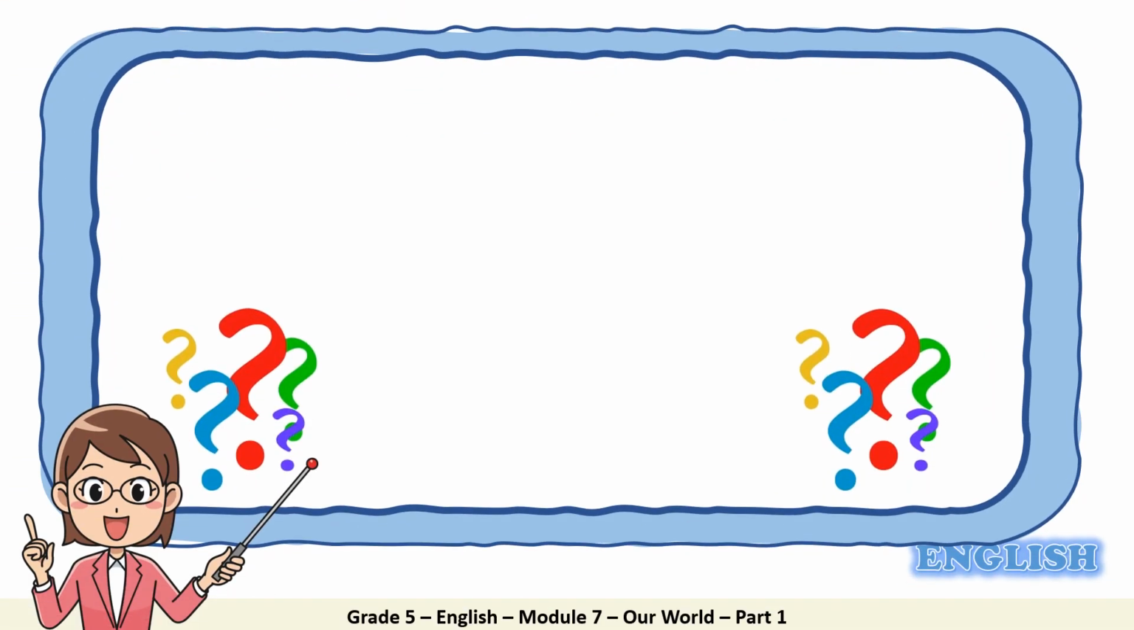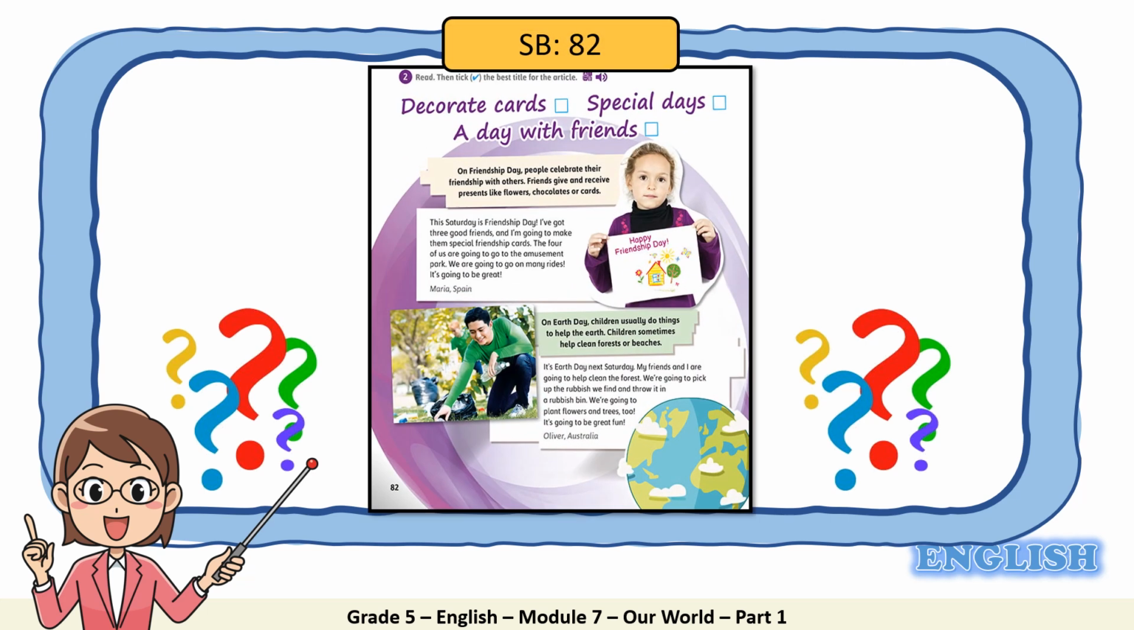Now we are ready to start reading. So please open your student book on page 82. As you can see, there are 2 paragraphs in our lesson today. One about a girl and the other one about a boy. But do you know what these 2 paragraphs are about? Can you see the title?